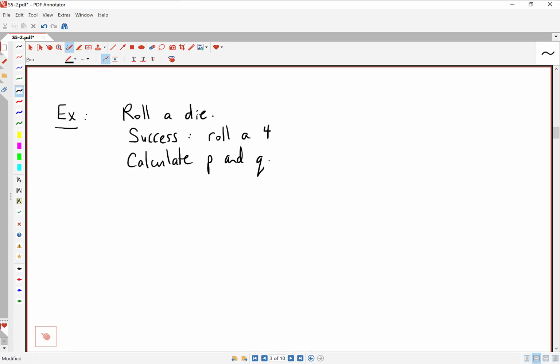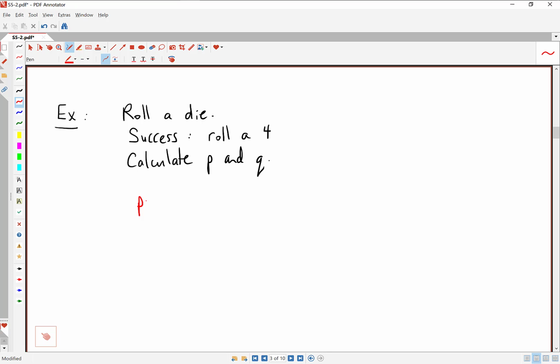So let's say we roll a die and we consider success to be rolling a 4. So this is an example of a Bernoulli trial, because when you roll your die, one of 2 things can happen. You can have your success where you roll a 4, or you can have a failure, which would be where you roll anything else. So the question is to calculate p and q. So we're really just checking whether we understand what p and q are.